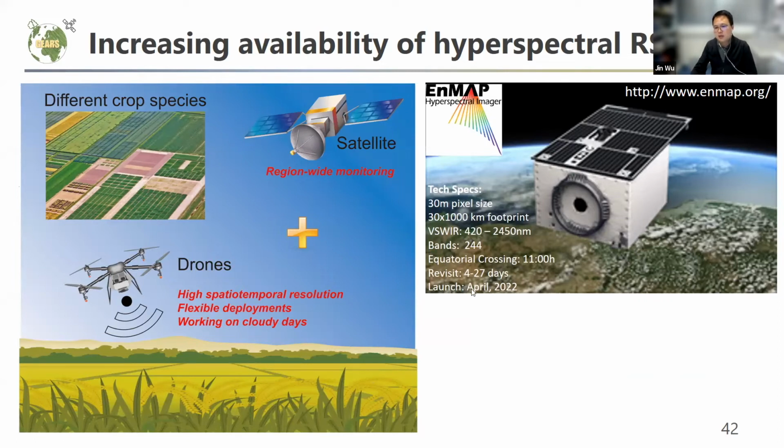For example, a few months ago, in April 2022, Germany launched a new hyperspectral satellite called EnMAP. This satellite has a 30-meter pixel size and covers almost the full spectral range from 420 to 2,450 nanometers, including 244 bands. And the visit cycle is almost 4 to 27 days, depending on the region.